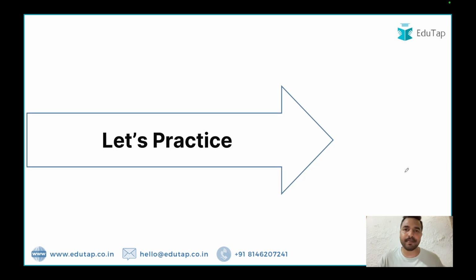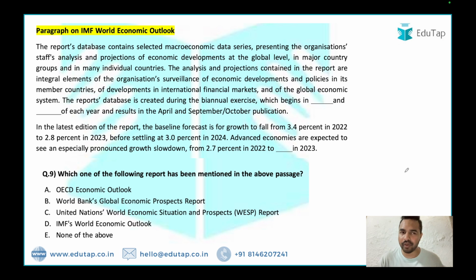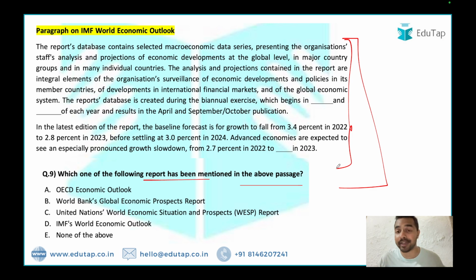Now let's practice some questions and identify what exactly can be asked in the exam. And there is a surprise for all of you, because you can see this paragraph which was asked in the RBI Grade B Officer 2023 exam. From the very first question, you can see it is being asked which of the following reports has been mentioned in the above passage. That means after reading this paragraph, you are required to identify which report is being referred to, and then the questions on this report will be asked in the exam. So here the right answer will be IMF World Economic Outlook.